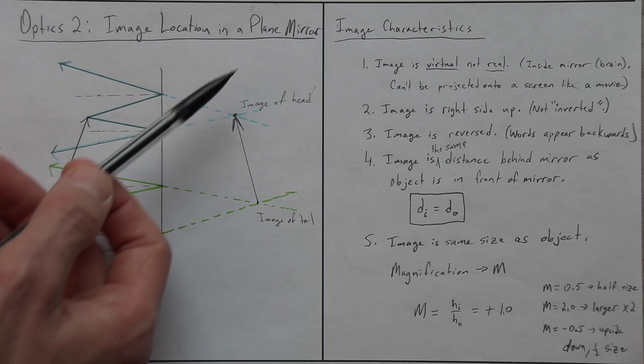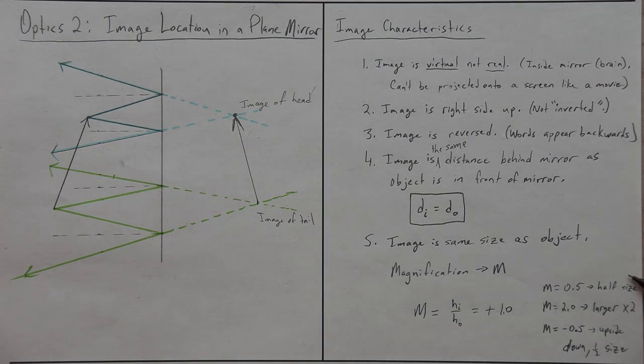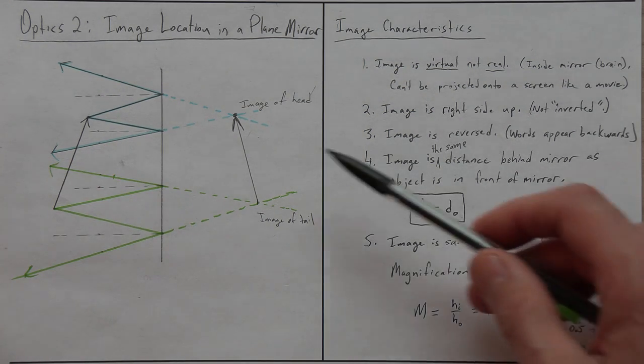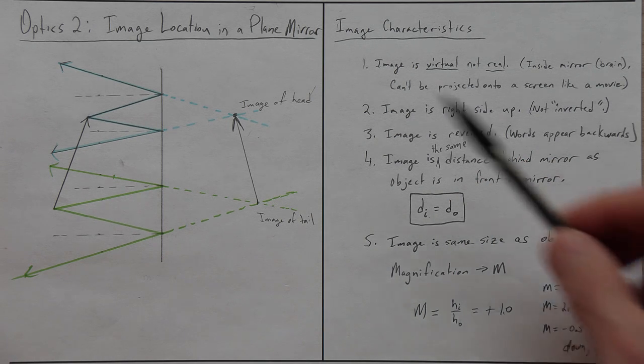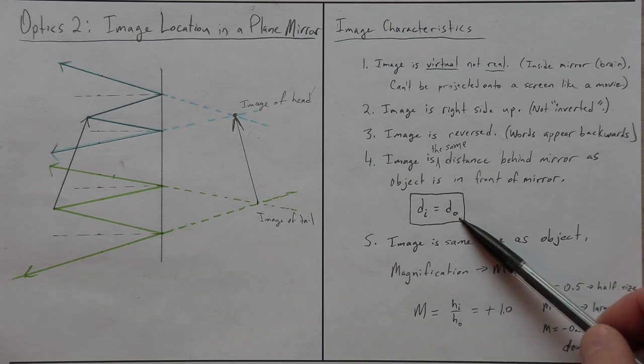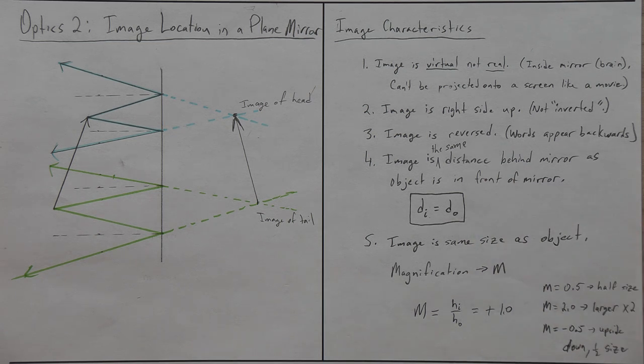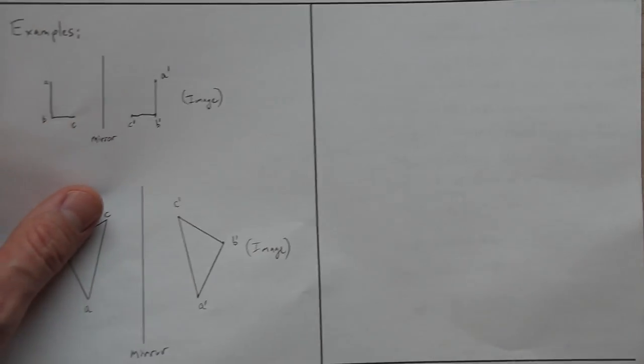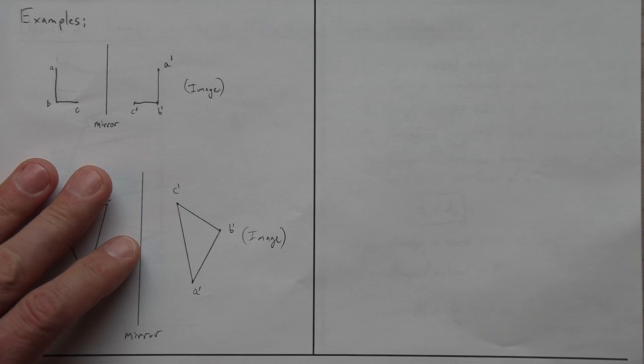But with plane mirrors, not true. Plane mirrors, as you know, which means flat, like a plane, you always get an exact replica, same height, same distance behind, but reversed. Okay? So knowing those things, we can locate the image of objects much more quickly. I have a couple examples here.